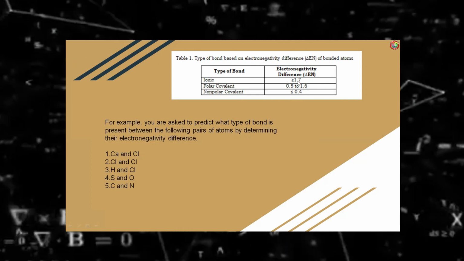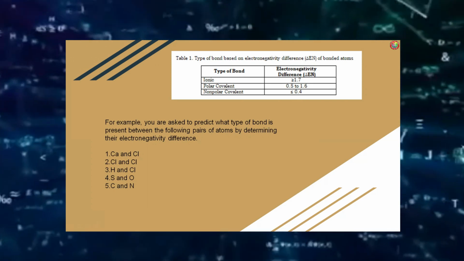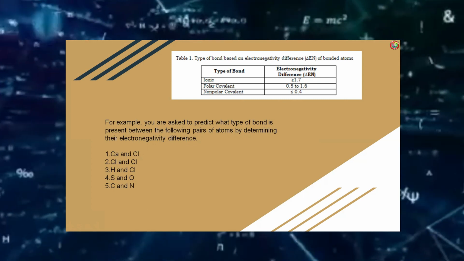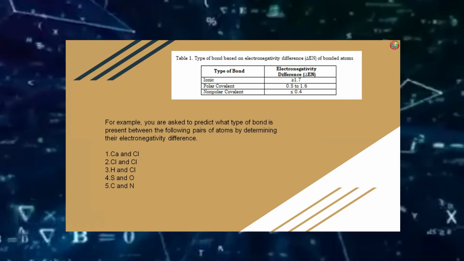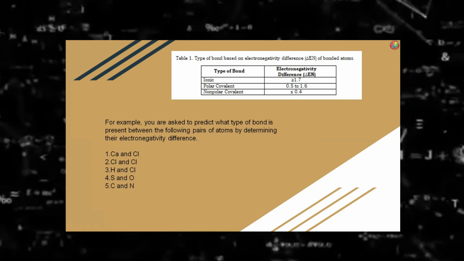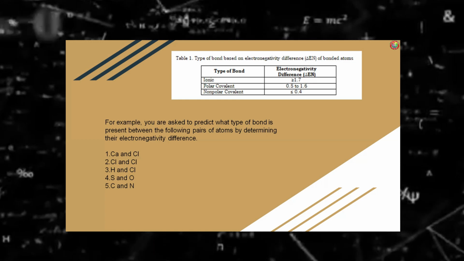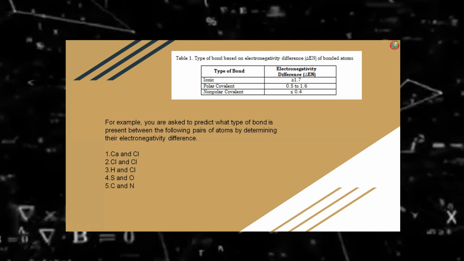For example, you are asked to predict what type of bond is present between the following pairs of atoms by determining their electronegativity difference. Number one, calcium and chlorine; number two, chlorine and chlorine; three, hydrogen and chlorine; four, sulfur and oxygen; and five, carbon and nitrogen.